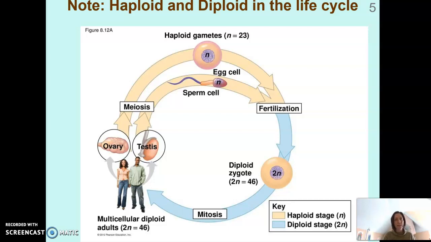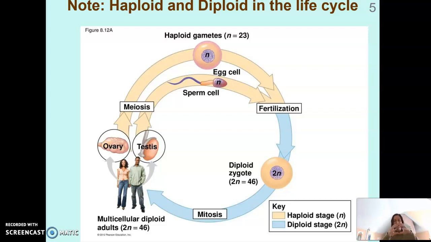This is just to highlight that haploid-diploid life cycle in humans. We could imagine cannabis plants here too, but we have female, male. Through meiosis in the sexual organs, we have sperm cells, which are haploid, and egg cells, which are haploid. They come together in fertilization, and we end up with a diploid zygote. And that will grow, reproduce those cells, double, and we end up with multicellular diploid adults.